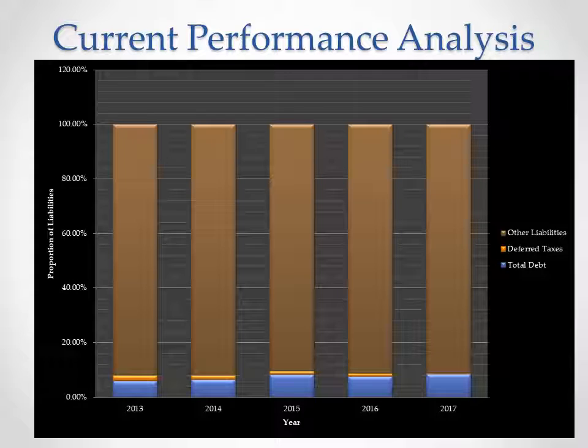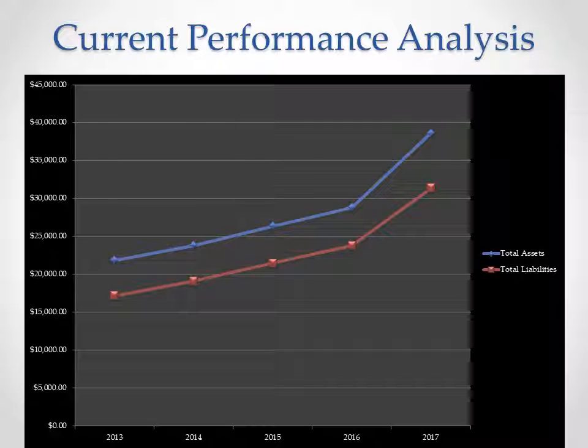This figure illustrates company total liabilities and proportion of liabilities from 2013 to 2017. Total debt and deferred taxes are minimal in comparison to other liabilities. This figure shows the progression of total assets to total liabilities from 2013 to 2017. The positive incline with respect to one another is a good sign, indicating a steady liquidity ratio, which is assets over liabilities, from year to year.